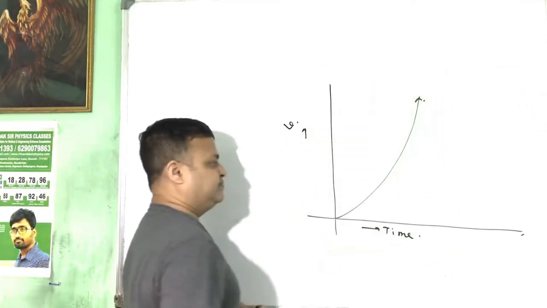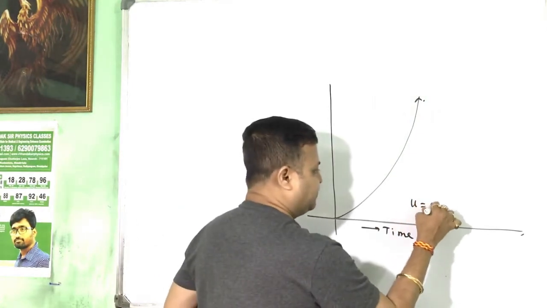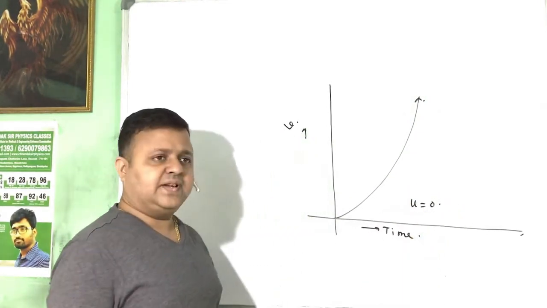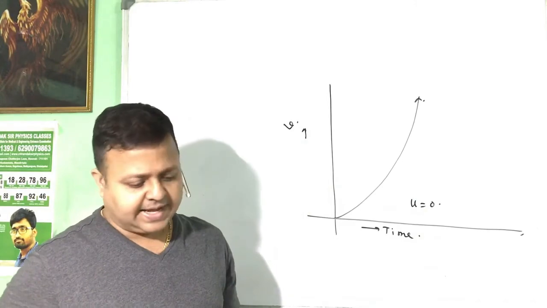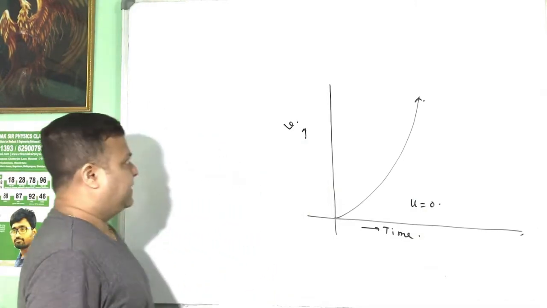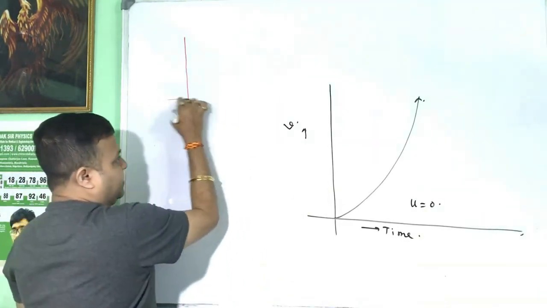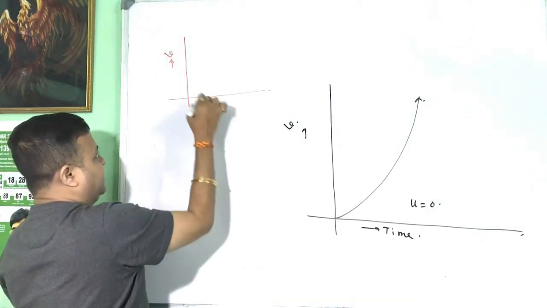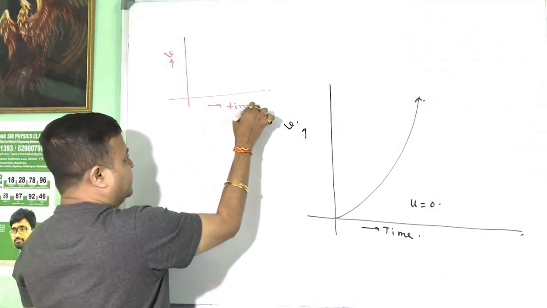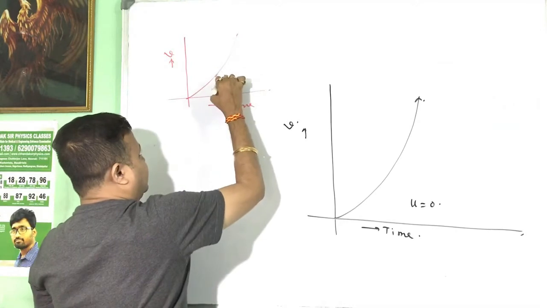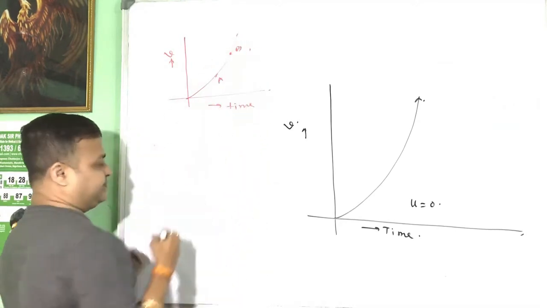This one, if the initial velocity is 0, why is it moving with a non-uniform acceleration? Same thing, we are doing the same thing. v, this is t. Suppose this is the point A, this is the point B.